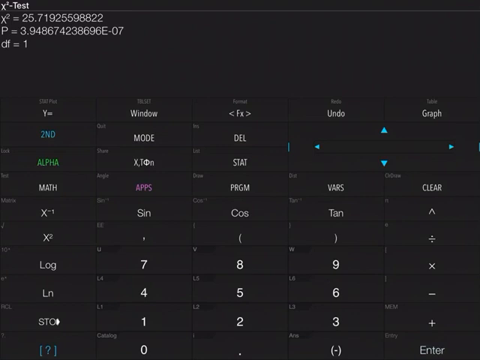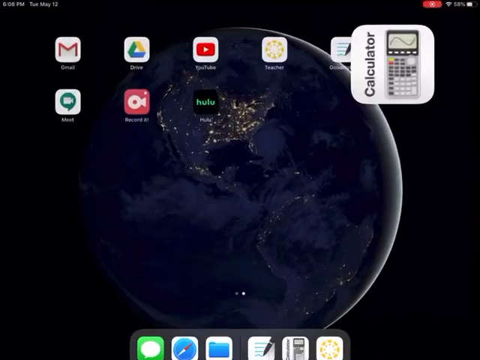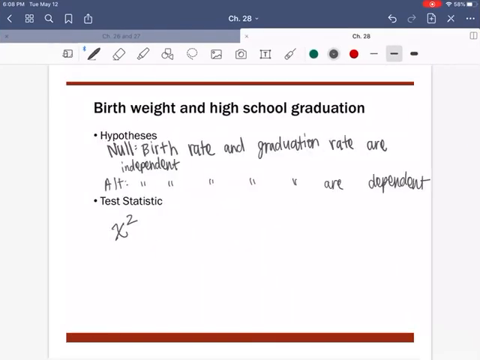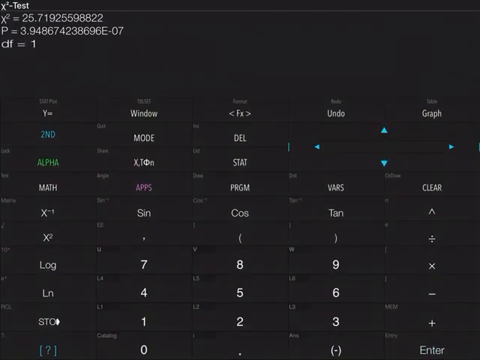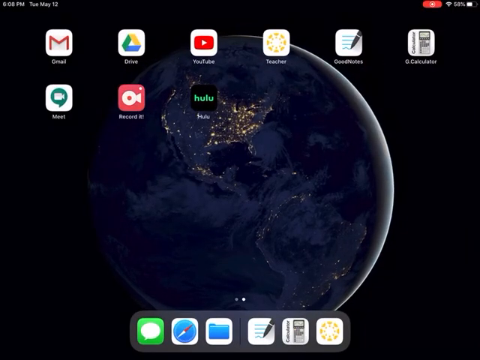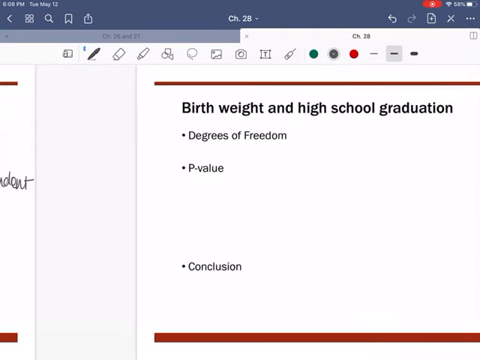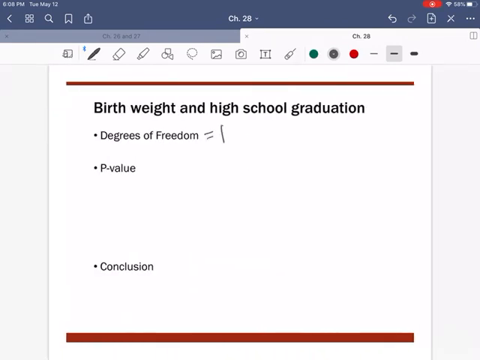And calculate. Okay, chi-square is 25, P is 3.9486, blah, blah, blah, E negative 7. So this is another scientific notation one where we need to move the decimal 7 places to the left, making it 0%. So chi-square is, what was it, 25.7 or something like that? Yeah, 25.7. Degrees of freedom was given to us. It was 1. And p-value was essentially 0%.